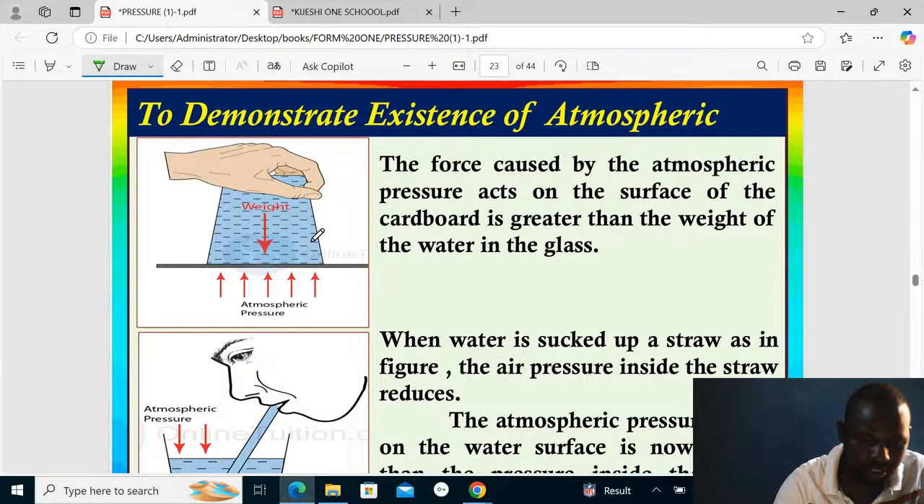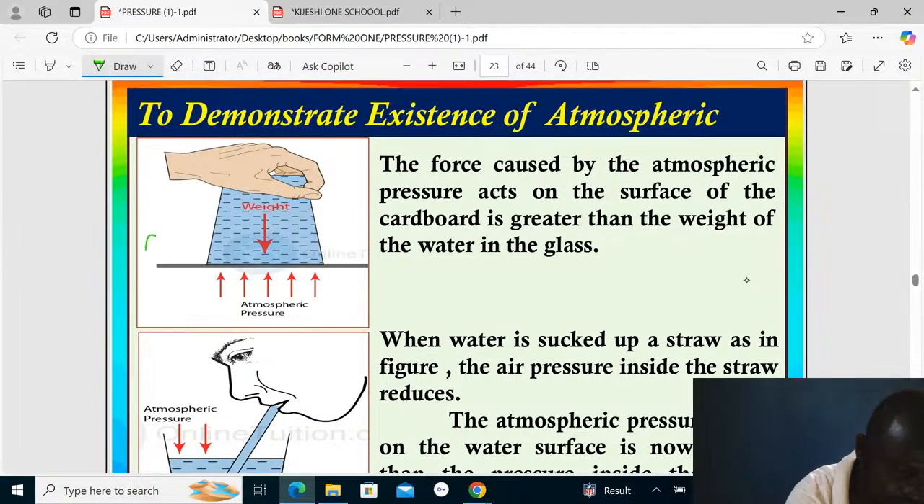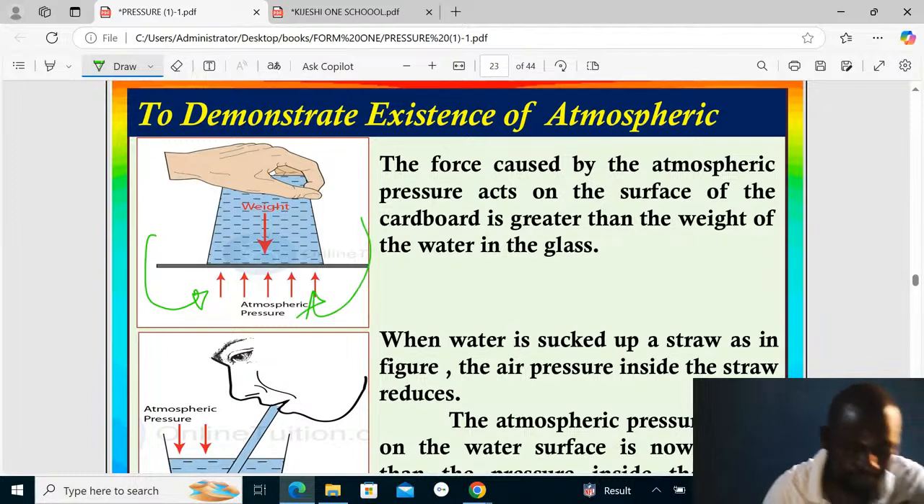For example, if you put water in a glass and then you put a card on top of it, it shows that there is no space left. And then you invert the glass. Then you will see that the water will not be coming out. Why? Because there will be some resistance due to atmospheric pressure, like that.